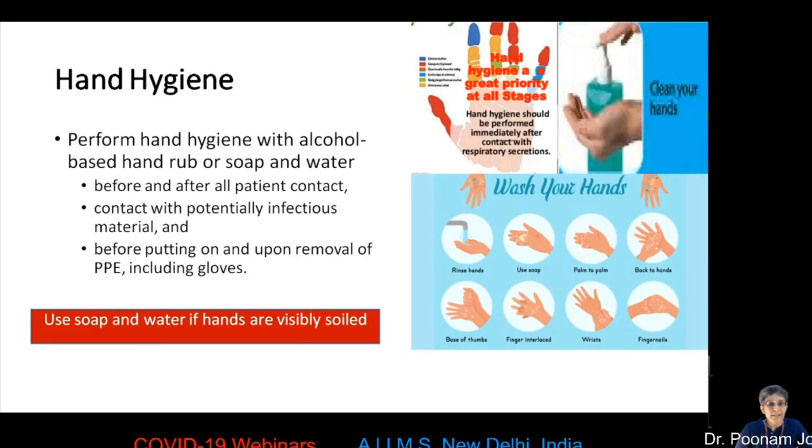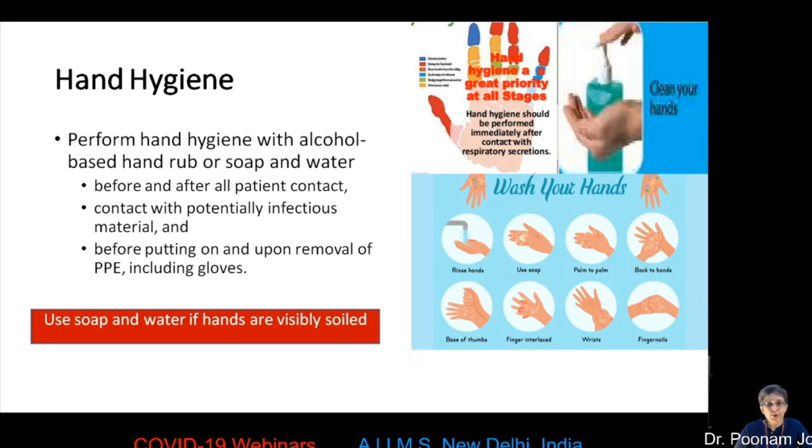So we start with hand hygiene. We all know that hand hygiene is one of the simplest and most cost-effective methods of controlling the spread of infection. Hand hygiene can be performed using soap and water or alcohol-based hand rub. We should perform hand hygiene with alcohol-based hand rub or soap and water before and after all patient contact, contact with potentially infectious material, and before putting on and upon removal of personal protective equipment, including gloves. Remember, whenever our hands are visibly soiled, we need to wash with soap and water, not with the alcohol rub.